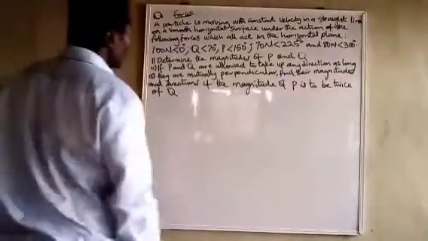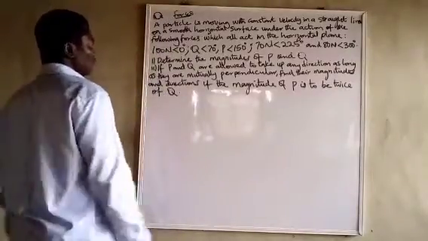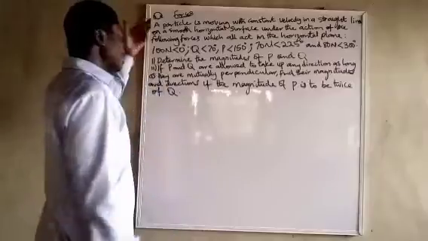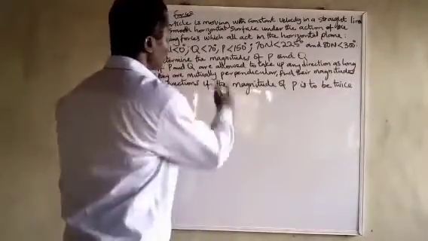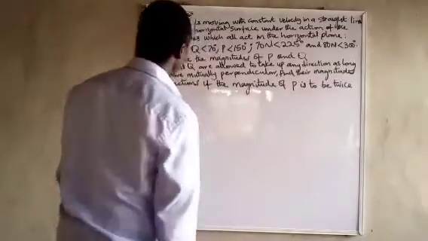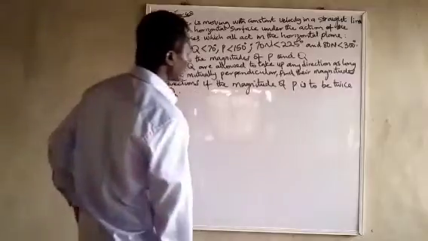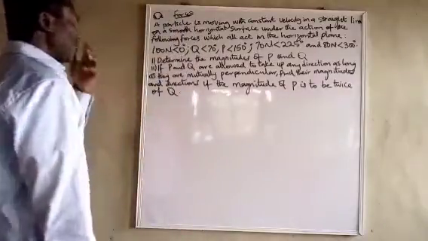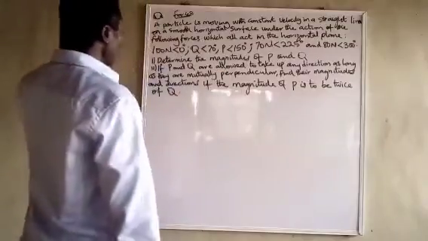A particle is moving with constant velocity in a straight line on a smooth horizontal surface under the action of the following forces, which all act in the horizontal plane: 100 Newton at 0 degrees, Q at 70 degrees, P at 150 degrees, 70 Newton at 225 degrees, and 80 Newton at 300 degrees. 1. Determine the magnitudes of P and Q. 2. If P and Q are allowed to take up any direction as long as they are mutually perpendicular, find their magnitudes and the directions, if the magnitude of P is to be twice that of Q.